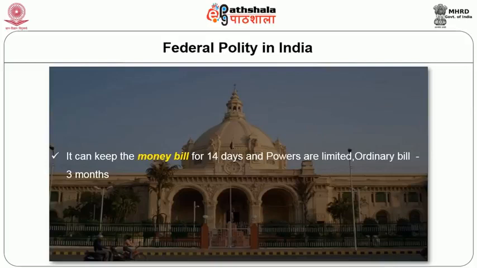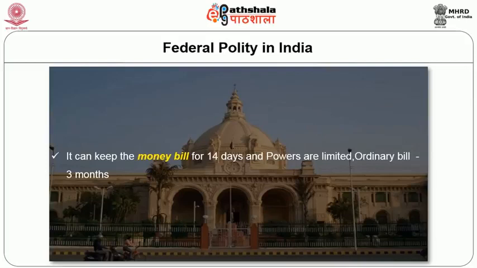When it comes to the ordinary bill, obviously it can be introduced either in the Vidhan Sabha or in the Vidhan Parishad. But once there is a disagreement between the Vidhan Sabha and Vidhan Parishad, the Legislative Assembly and Legislative Council, the Legislative Council powers are limited. Unlike in the case of the Parliament, where there is a provision of a joint session of both houses to break the constitutional deadlock, in the case of the state, there is no such provision of calling a joint session of the state legislature.